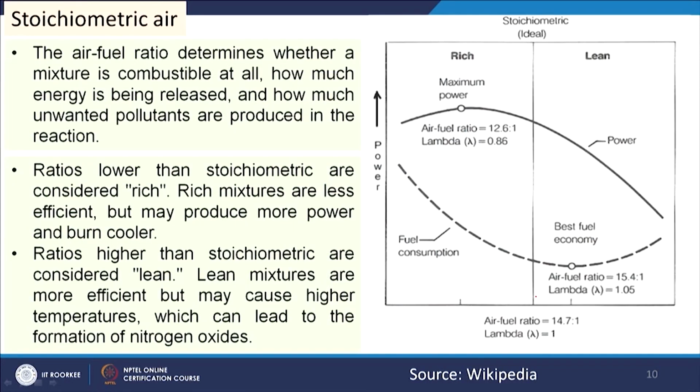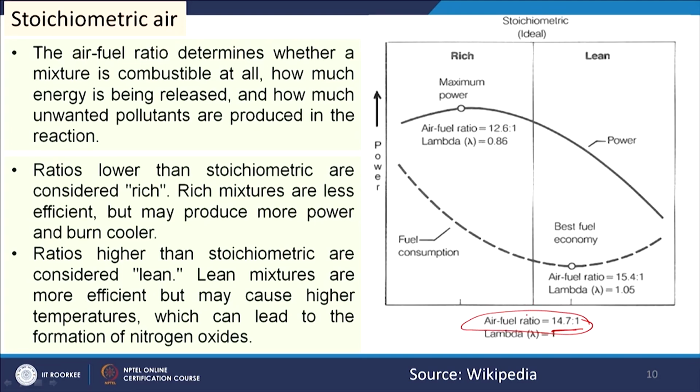Then the stoichiometric air requirement is also an important property: for a particular gas fuel, what is the air requirement by stoichiometry. Some examples are given here. If air is very high, the air will be in excess, so there will be heat loss, and if air is less, complete combustion will not take place. So, there will be some optimization, and people have worked on it and found that an air-fuel ratio of 14.7 to 1 is required for stoichiometric conversion.